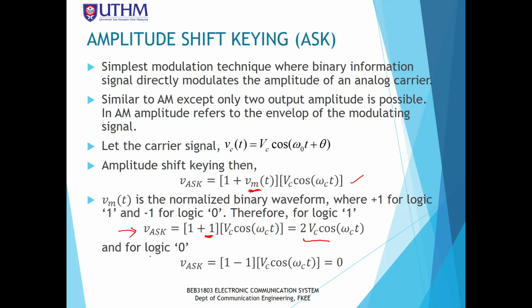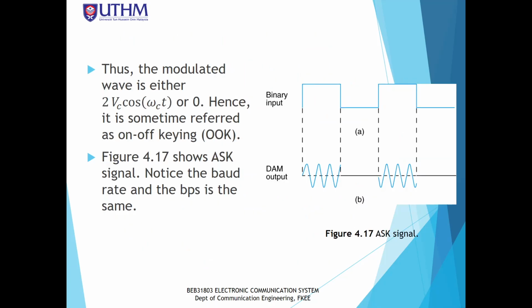And if the input is logic 0, we replace VM(t) with minus 1, so it produces 0 output. Zero output here means no output, empty. It is like the system is switched off. So this ASK is also known as on-off keying, because when the input is logic 0, it produces no output. It is like an on and off switch.